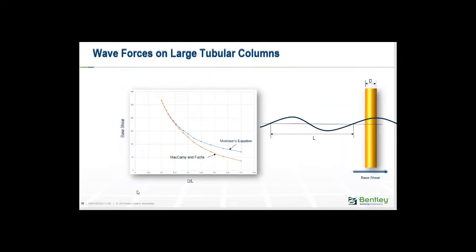This slide shows the change in base shear versus the diameter of the monopile, and we pass a wave through that. And as you can see, when the diameter is small, both McCamy and Fuchs and Morison's equation give you the same answer. As the diameter increases, then we get a divergence in results.